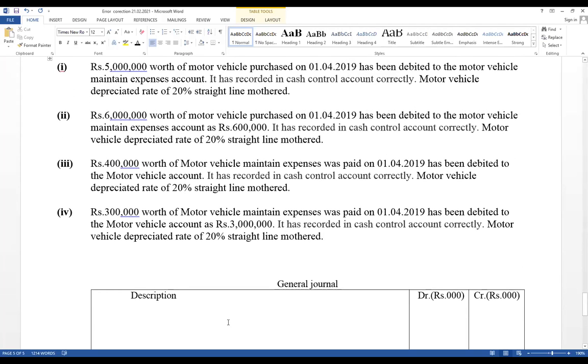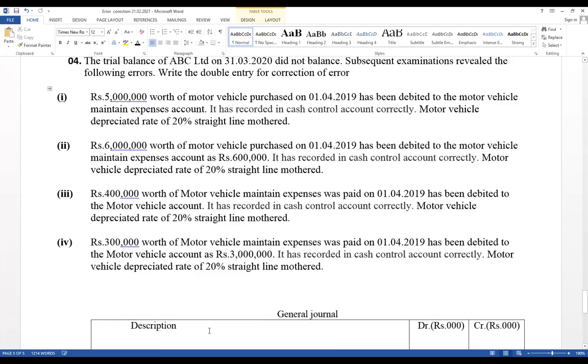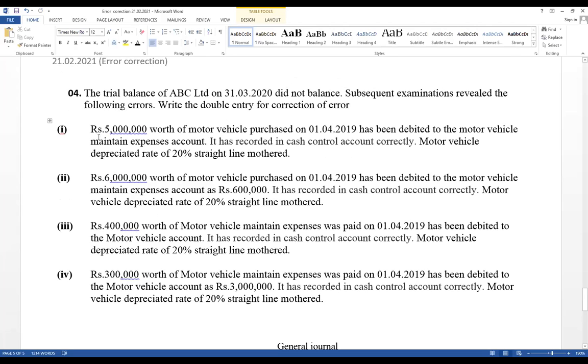Adjustment should be recorded here. Opening balances should be recorded here. Error correction should be recorded here. Right. First one, think about rupees 5,000 worth of motor vehicle purchase at the beginning of the year has been debited to the motor vehicle maintenance expense account. Think about value: same. Therefore, not affecting suspense accounts. Only if the value is wrong does the suspense account come in.